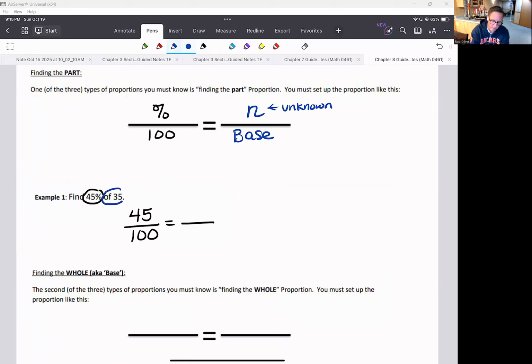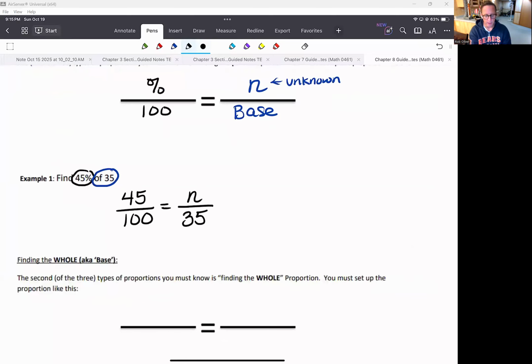And then right here, of 35. Now, of is an indicator, like I said, of the base, of the whole. So 35 is down here, and then you're just going to put an n right there. Okay, and then that's all there is to it, when you're setting it up, at least.